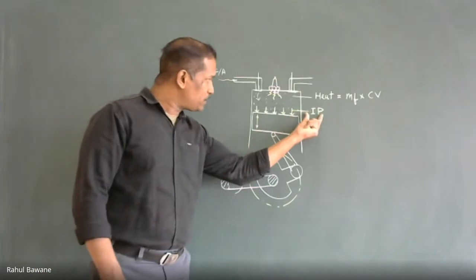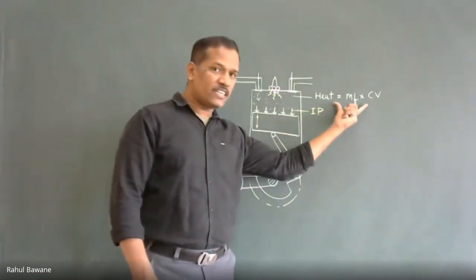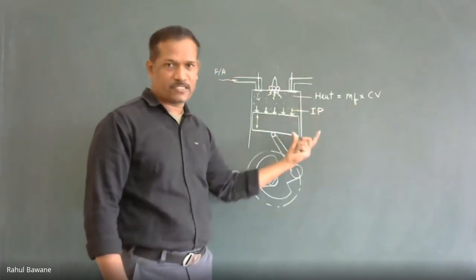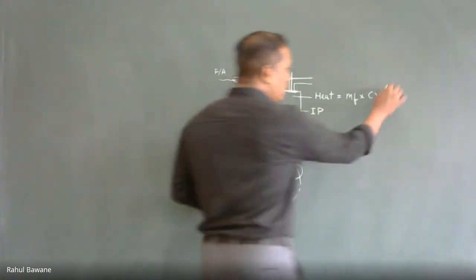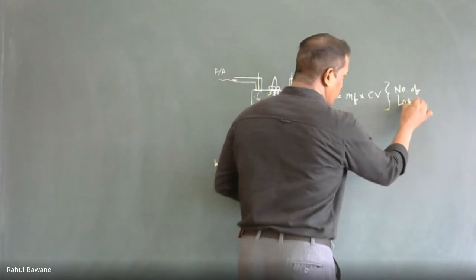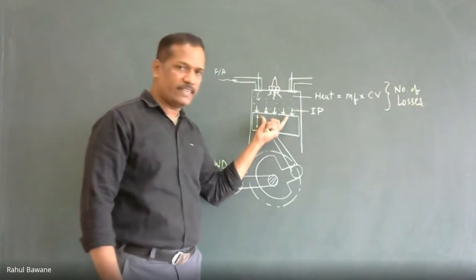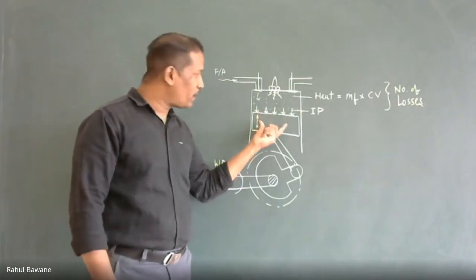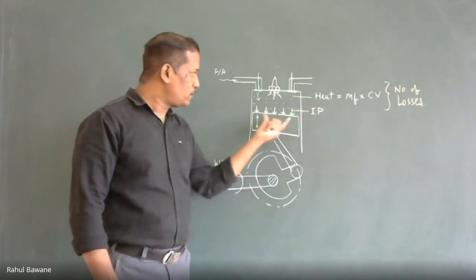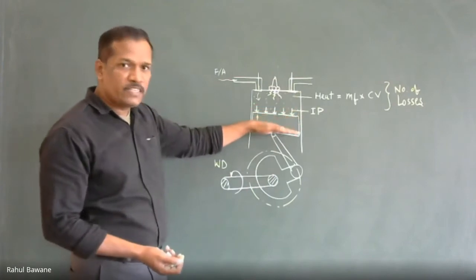So this much power is available to do work. This much energy is generated, but this much energy is available to do work, because some part is already lost. So there are a number of losses. After all these losses, the power or energy available to do work is called indicated power. Now this much power is available on the piston.